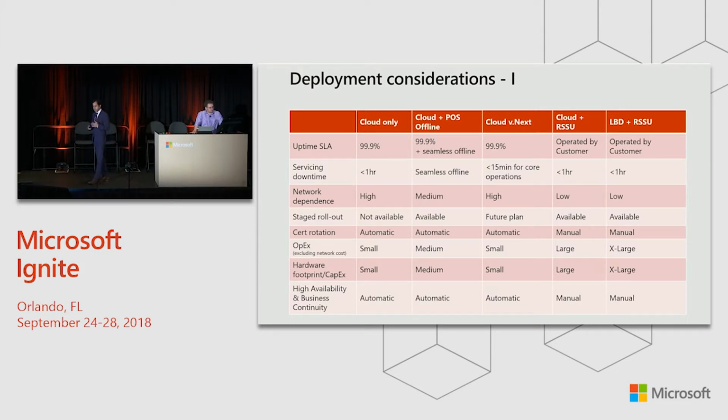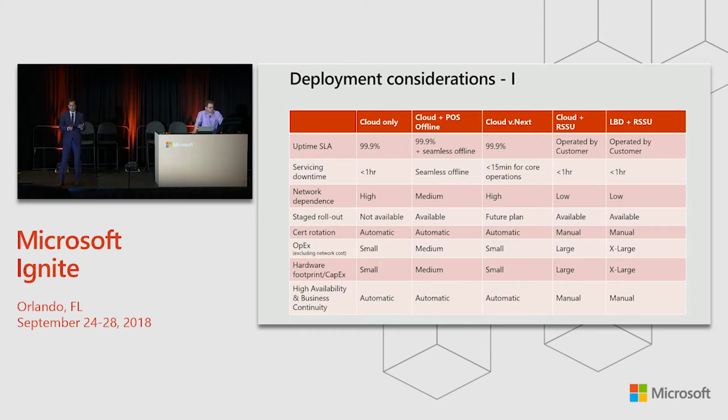Then the next one is servicing downtime. This is an important criteria because we do expect customers to be able to uptake updates on a fairly regular cadence. And so how much downtime is involved while taking updates or while applying your customizations is an important factor to consider when you think about which topology to go with.